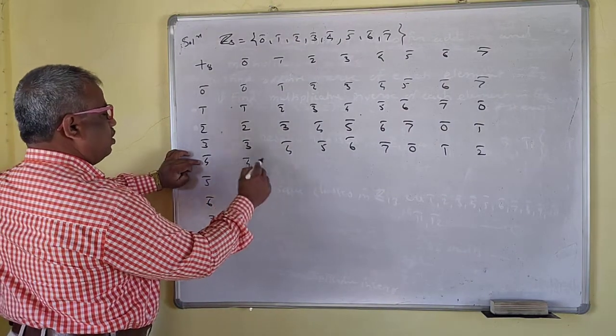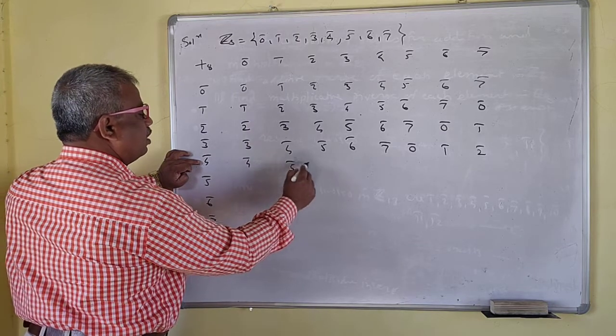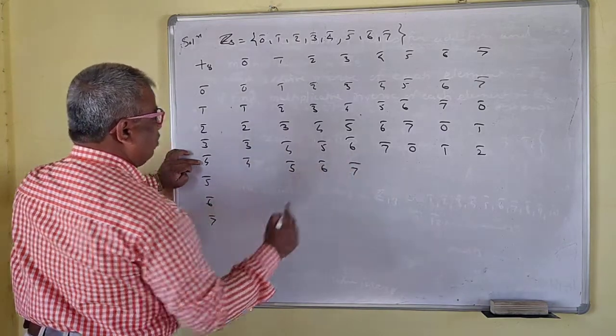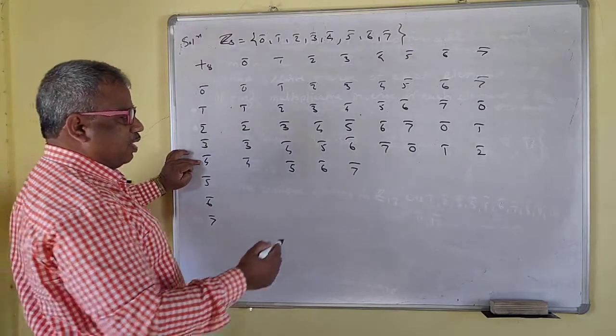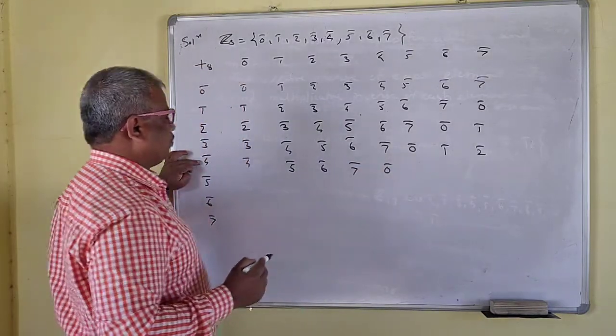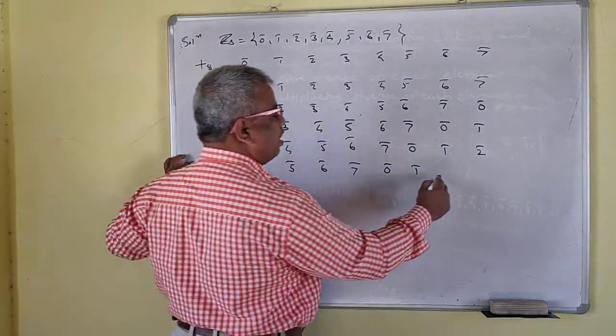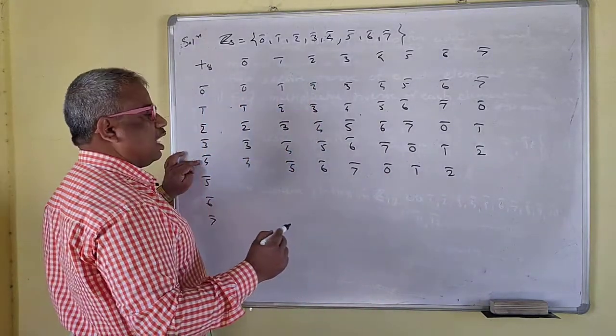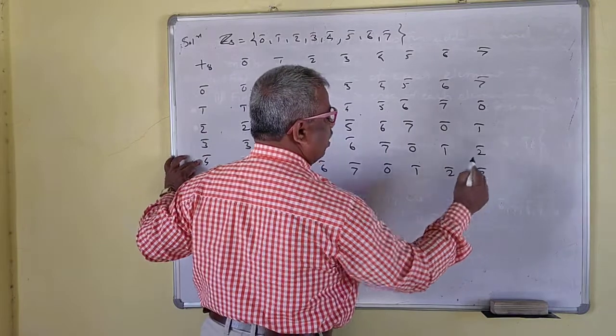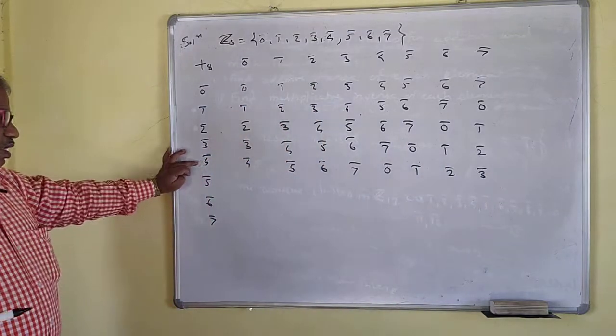So 4 bar. 5 bar. 6 bar. 7 bar. 4 bar plus 4 bar is 8 bar. But 8 bar is the same as 0 bar. Okay. 9 bar is the same as 1 bar. Then 10 bar is the same as 2 bar. Then 11 bar is nothing but 3 bar.